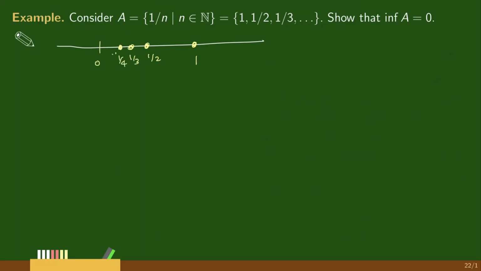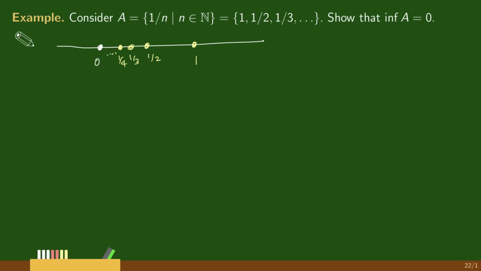1/4, and so on. So, I won't make 0 yellow so that you won't think it is a member of the set. Let me just make it white. This is 0. So our set consists of the points in yellow. That's infinite, right? Countably infinite. But we will show that the infimum is actually 0. What is the infimum again? Greatest lower bound.